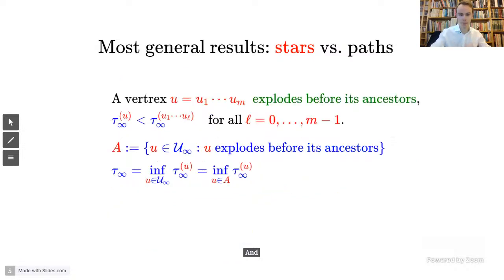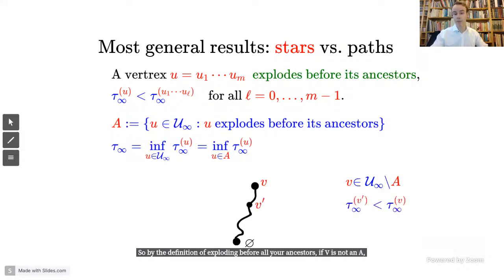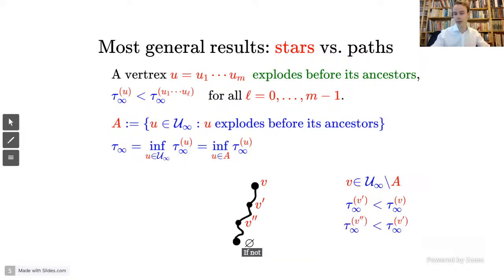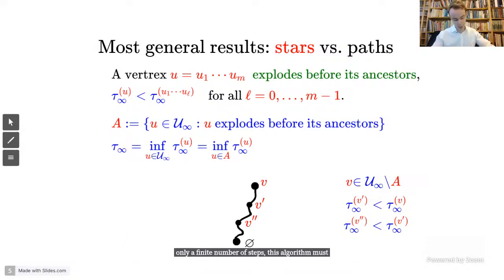And that's not so hard to see. Suppose that you take some individual V who is not in this set A, then if we can find another individual who explodes before V and also is in A, then we are done. So by the definition of exploding before all your ancestors, if V is not in A, then there must be an ancestor, say V prime, who explodes before V. And if V prime is in A, then we are done. If not, you can find yet another ancestor, V double prime, who explodes even before that. And because we can only go down in this ancestral line so much, only a finite number of steps, this algorithm must terminate. And of course, one thing to note is that the root is always in A, because the root has no ancestors.